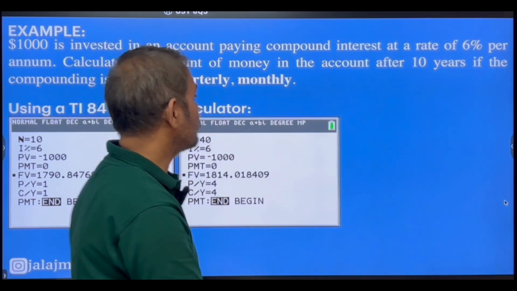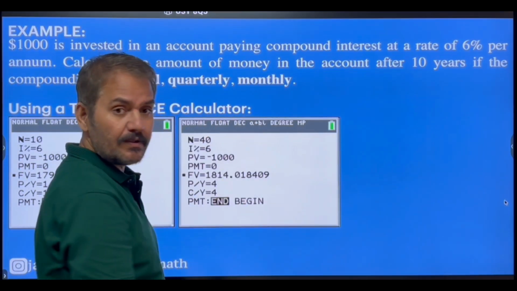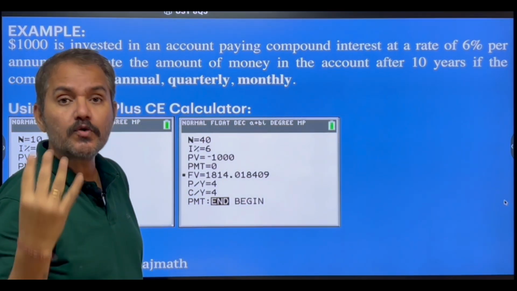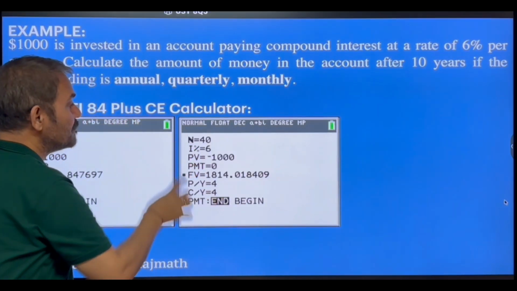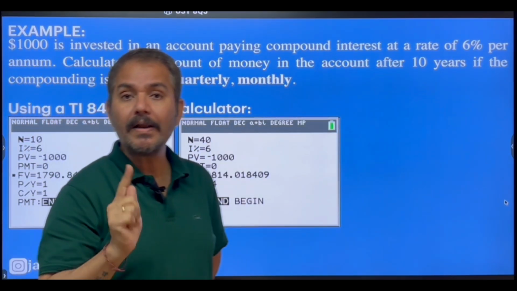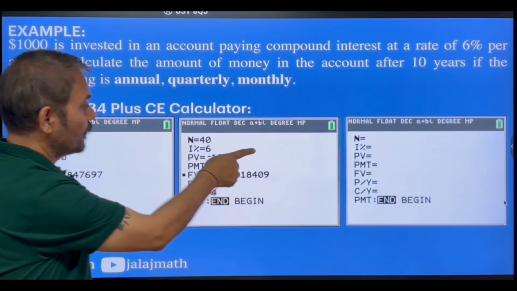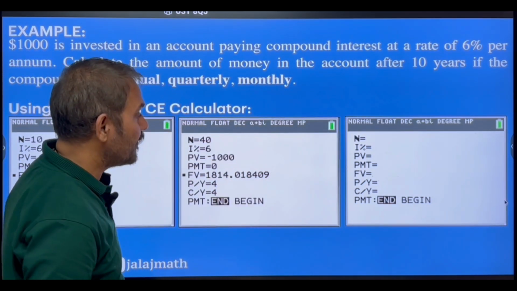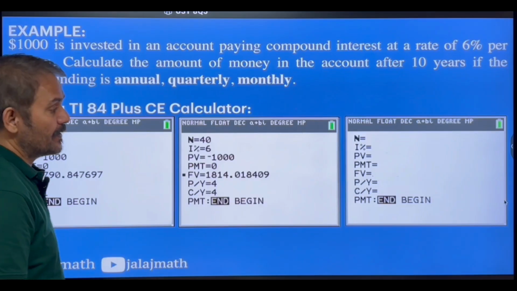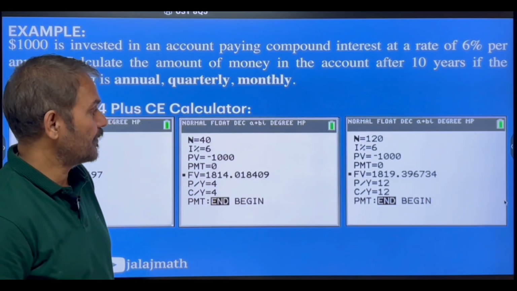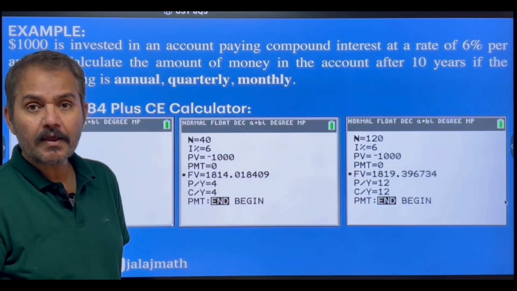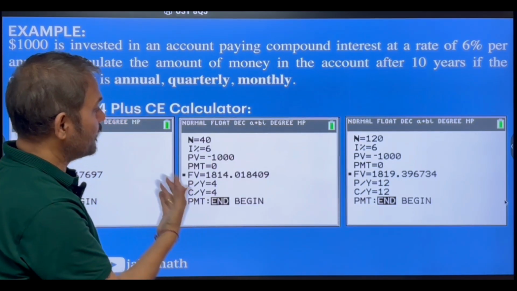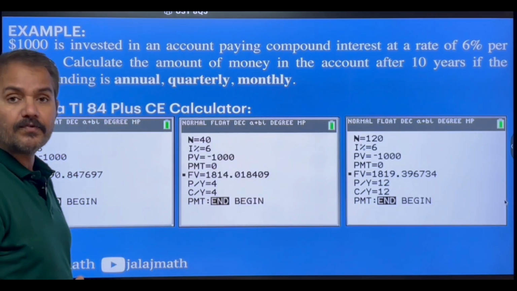Now what happens when you work with monthly? P/Y and C/Y will both become 12. And how many months are there in 10 years? 120 months. So you fill in all these values, take your cursor again to FV, that is future value, Alpha, Enter, and this is what you see. So that's how we can calculate compound interest in a very efficient way with the help of a graphic calculator.